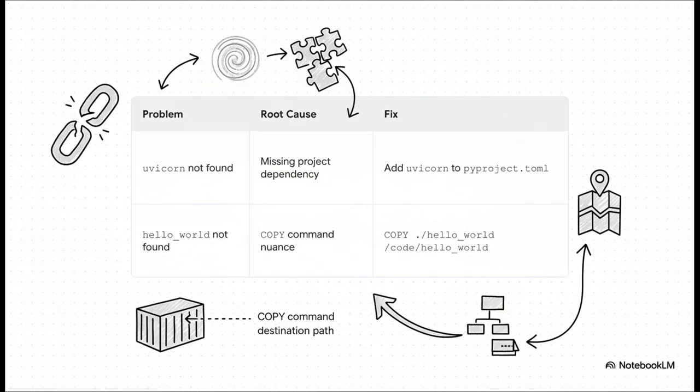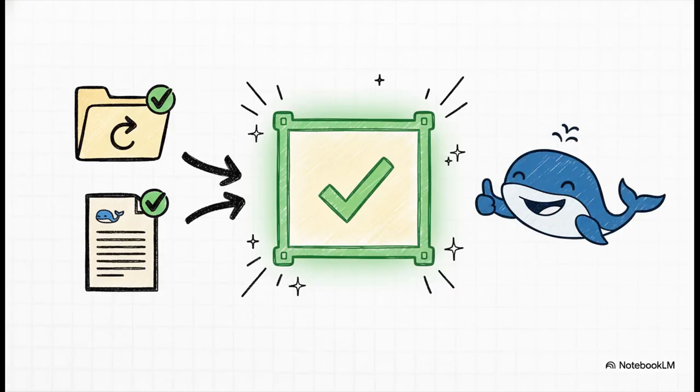The fix, add it to our project dependencies so it gets installed. The second one, no module named hello_world, was that tricky COPY command. The fix there is to be more specific and tell Docker to copy our folder into a new folder with the same name inside the container. And with those two small, precise changes in place, we rebuild the image one last time, hold our breath, run the container, and success. It's running, it's stable. Our web application is up and serving requests, perfectly containerized.